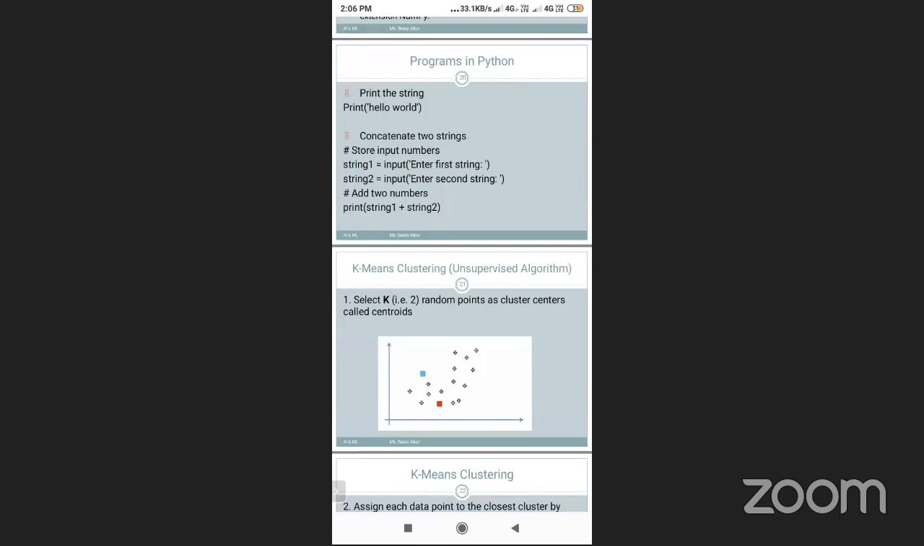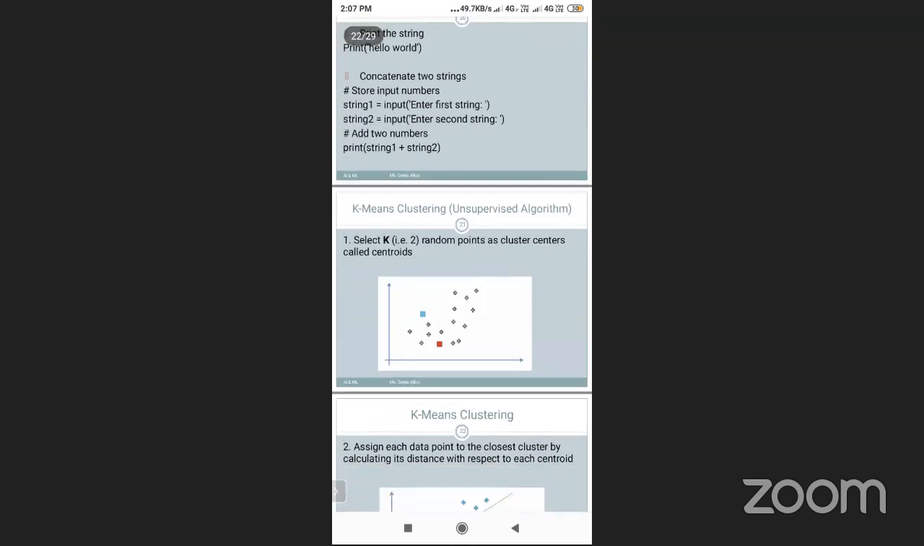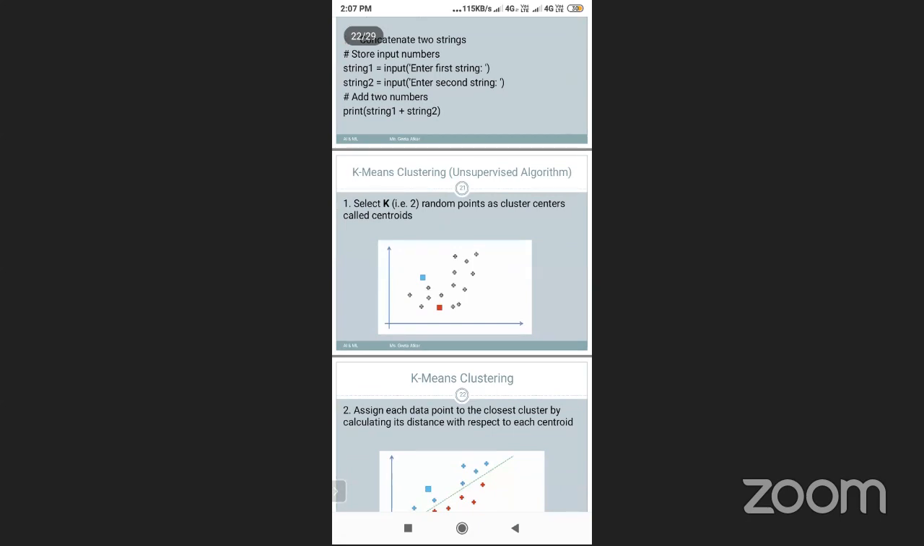Next, I want to talk about one algorithm which we have seen previously, the k-means clustering algorithm. I will just overview this algorithm so that you will get what unsupervised learning is. Here, what you can see in the picture is a number of different points. X-axis and Y-axis are there, and a number of points, and two points are colored, one red and another blue.